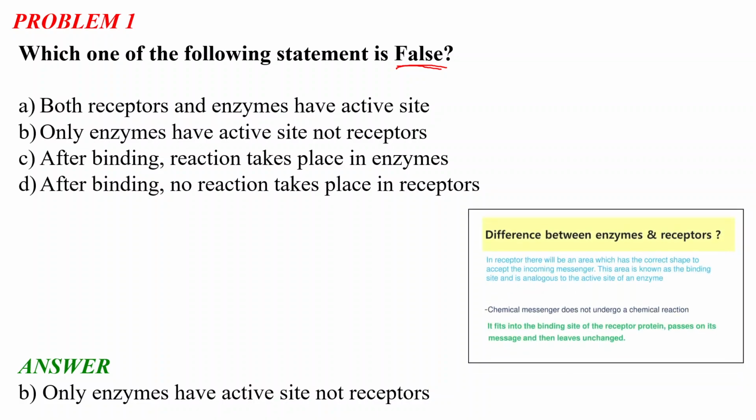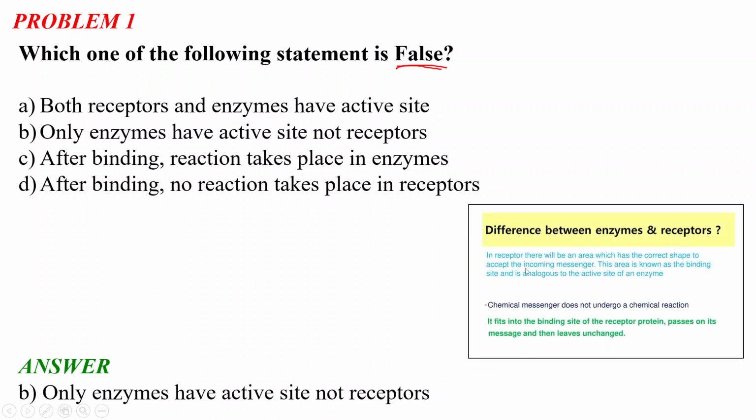So what is the difference between enzymes and receptors? In receptors, there is an area which has the correct shape to accept the incoming messenger. It has a site for the incoming messenger, not for the substrate molecule. Now what is this messenger? The chemical messenger does not undergo a chemical reaction.